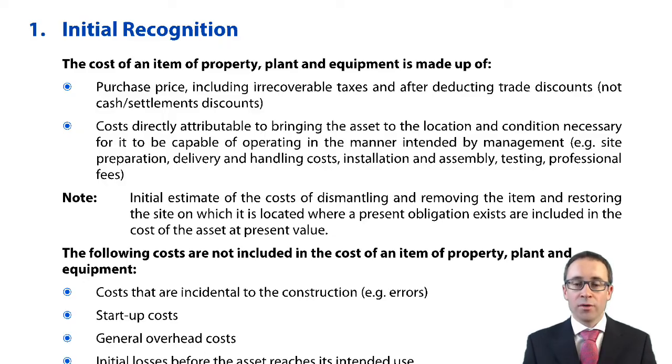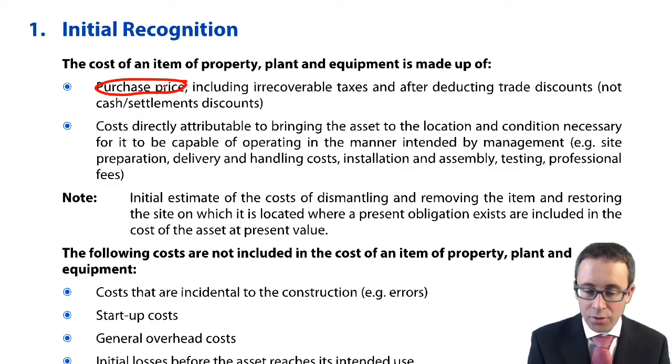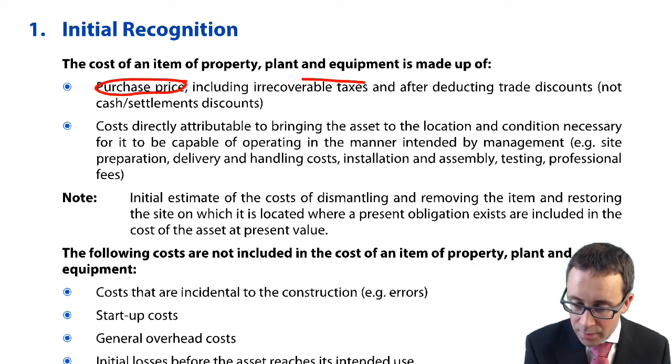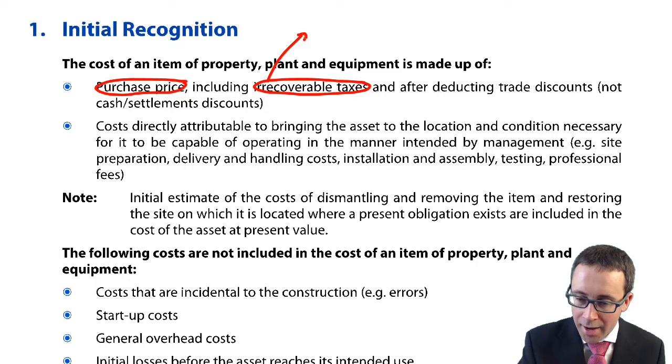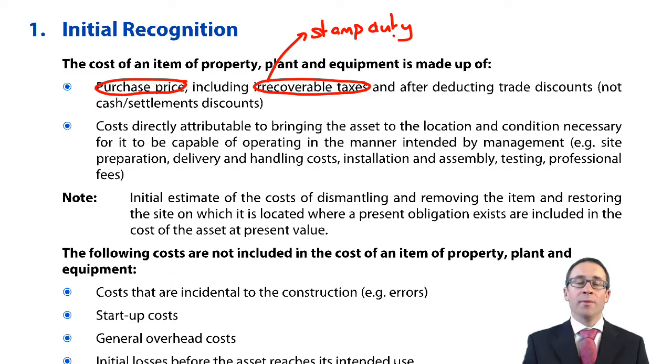Okay. So when you look at your initial recognition, I think a lot of it's common sense. You capitalize it based upon your purchase price, so what you've paid. Just note that includes any irrecoverable taxes. One that you might have, I suppose, in the UK, we pay a tax on the purchase of land and buildings. So you have the stamp duty, but also be aware that if you buy a motor car, then you cannot reclaim back sales tax. So that sales tax on the motor car is irrecoverable. Okay, so you capitalize it as part of the cost of the asset.